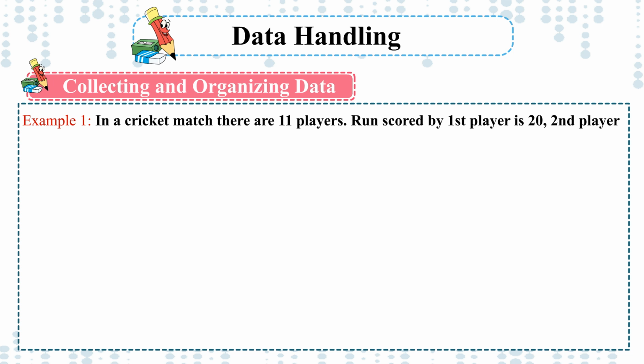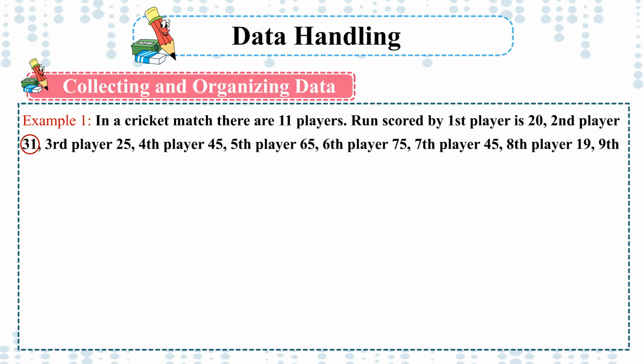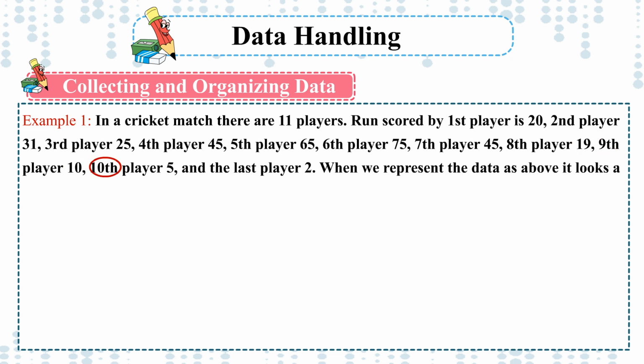Example 1. In a cricket match there are 11 players. Runs scored by first player is 20, second player 31, third player 25, fourth player 45, fifth player 65, sixth player 75, seventh player 45, eighth player 19, ninth player 10, 10th player 5, and the last player 2.